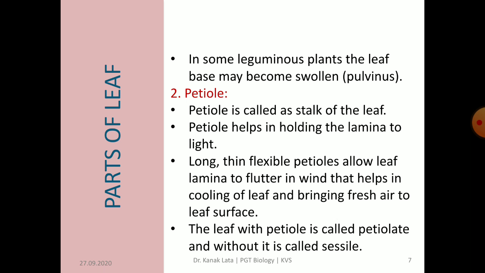But in some leaves, petiole is not present and the leaf is directly attached to the node of the stem. Such leaves in which the petiole is not present are called sessile leaves. And the leaf having petiole is called petiolate leaf.